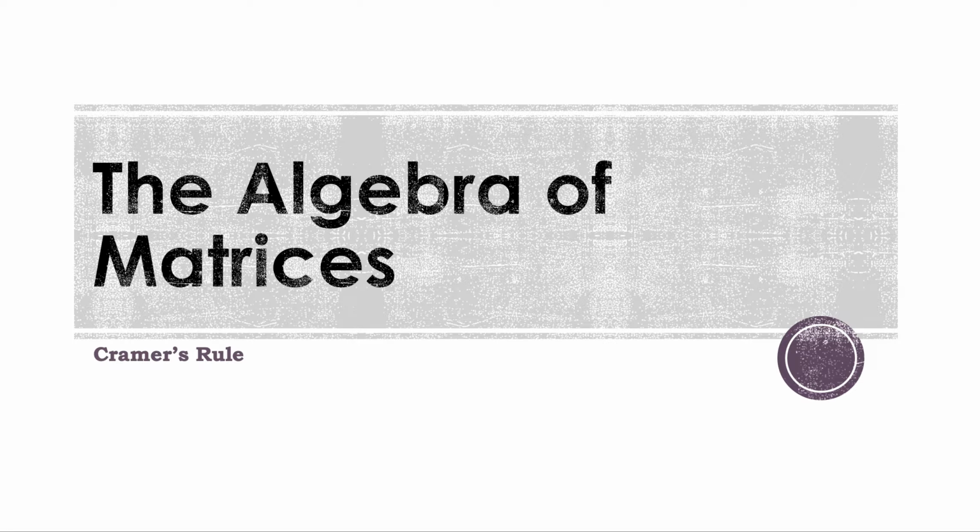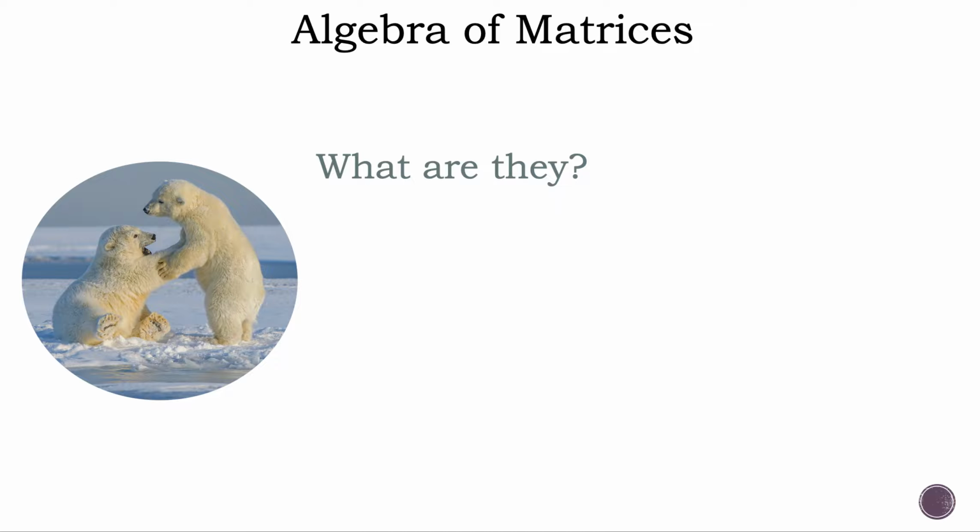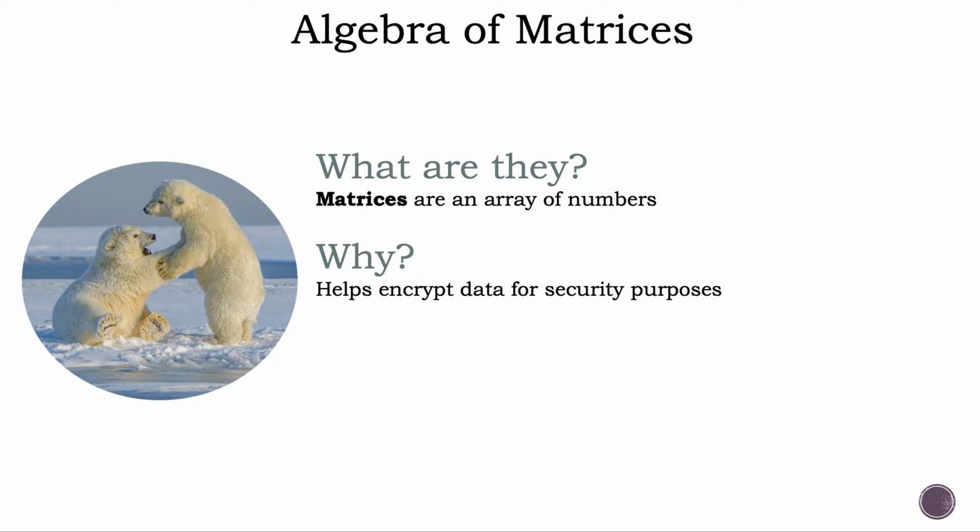The algebra of matrices, Cramer's rule. What are they? Matrices are an array of numbers. Why? Helps encrypt data for security purposes.